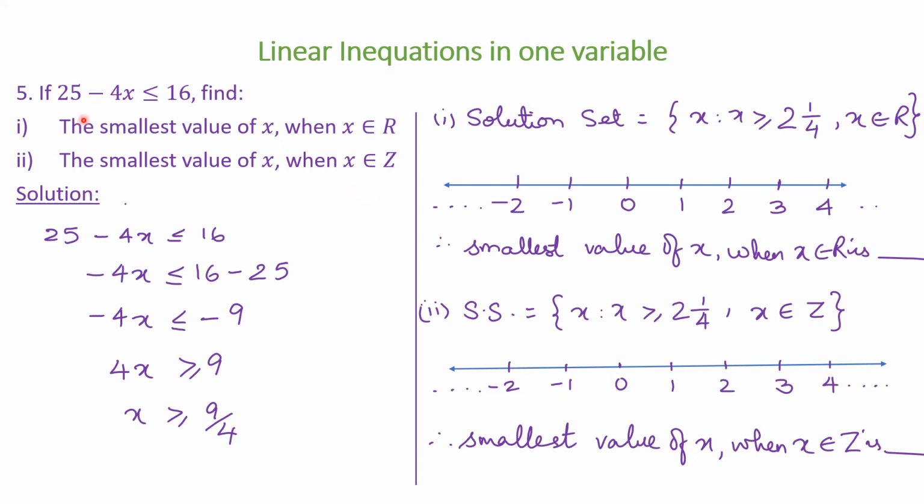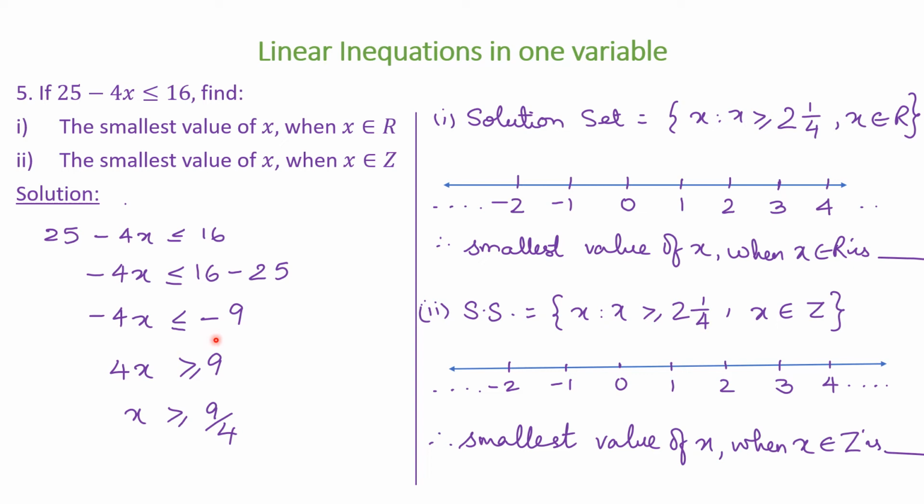So let me do the first step, that is solving of the inequation. 25 minus 4x is less than or equal to 16. I have left minus 4x over here and 25 I've taken to the other side. Since 25 was positive on this side, it becomes negative. So this becomes minus 9.